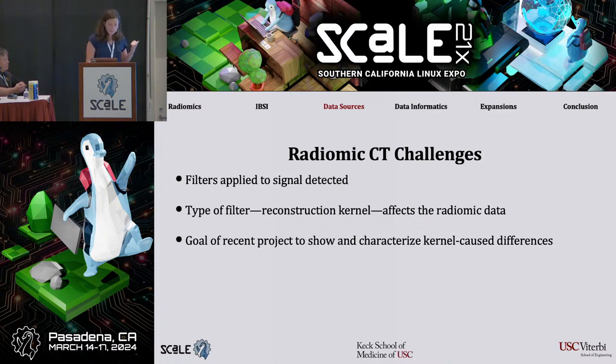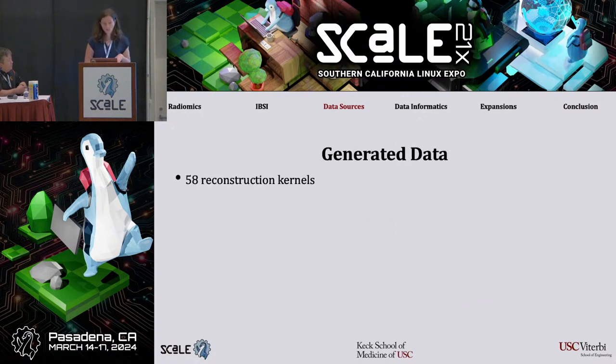So recently we wanted to show and characterize these differences and look into potential phase differences. And phase, when we're talking about 4D imaging with contrast, there's the arterial and venous phases. So as that contrast passes through a patient's body, the brightness changes. And we wanted to see how this affects our radiomic data and what the potential differences are.